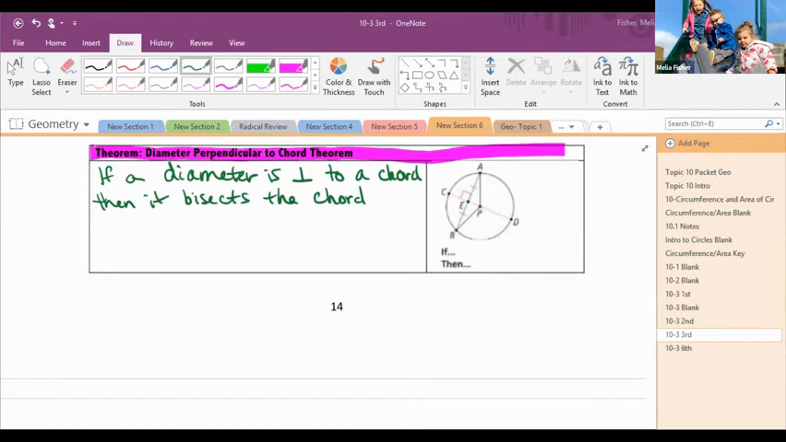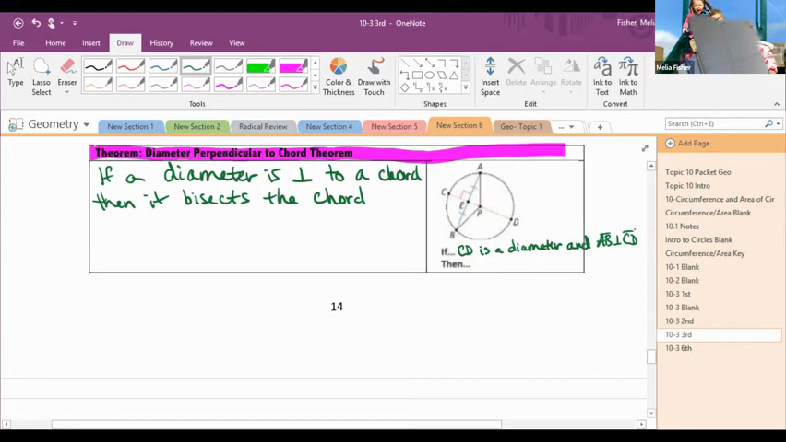So if CD is a diameter and AB is perpendicular to CD, then AE is congruent to BE. So those pieces right there are congruent.